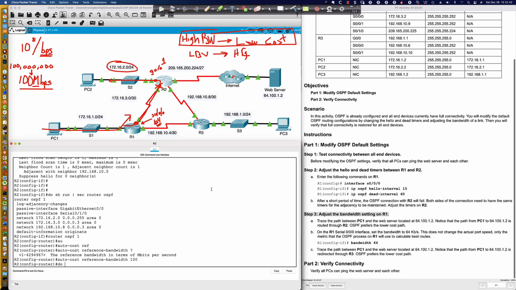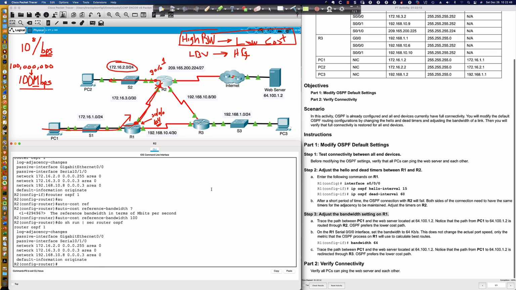So if I do that and then I say do show run, pipe it to section router OSPF, and these are always good learning moments: where is the setting auto cost reference bandwidth 100? Why is it not in there? Yeah, remember, 99% of the time, the Cisco defaults, and they love to test you on these, are not in the running configuration that you would see when you say do show run. So that's why when I enter that command, you don't see anything in the config. That's the default.